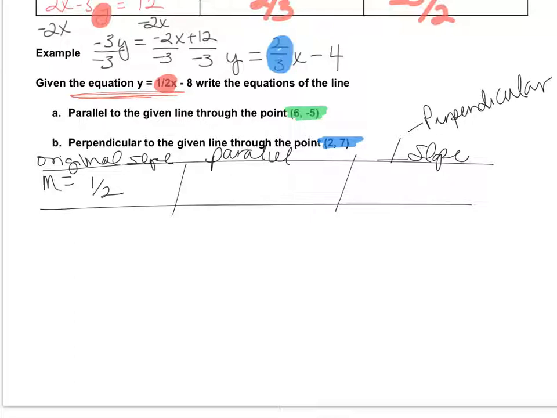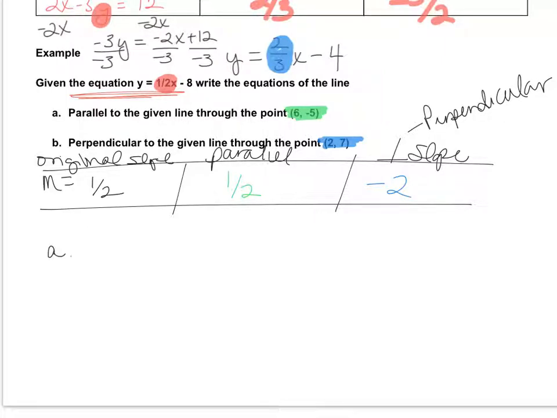So my parallel slope again is exactly the same, so I'm going to use the green for that equation, so I'm going to put 1/2. And then my perpendicular slope, again, I remember I flip it and make it negative, so it becomes negative 2. Now I'm going to use those two pieces of information. I'm going to do letter A first.